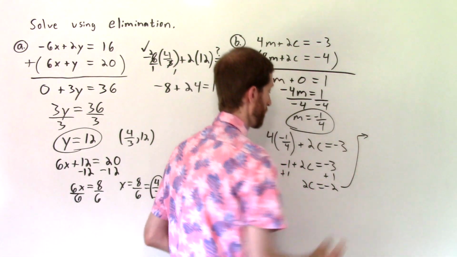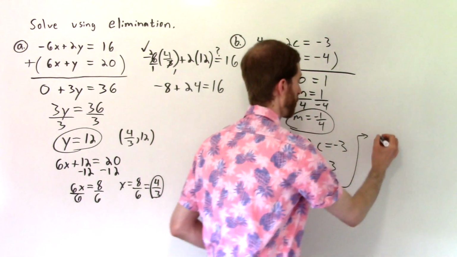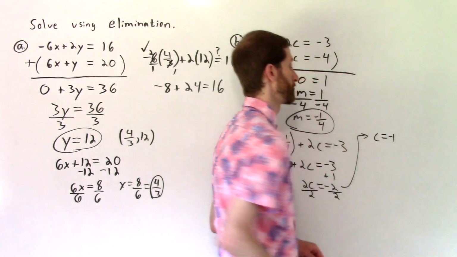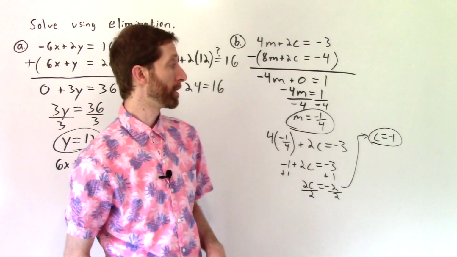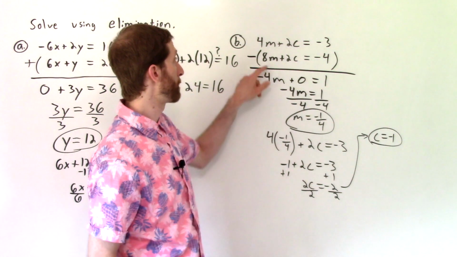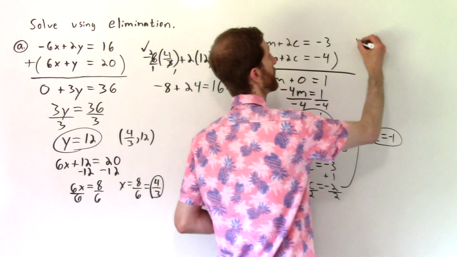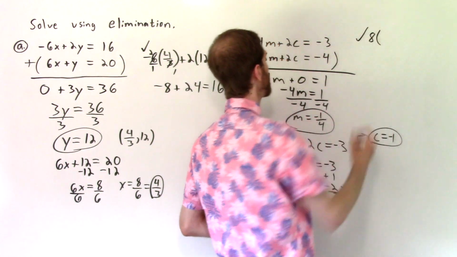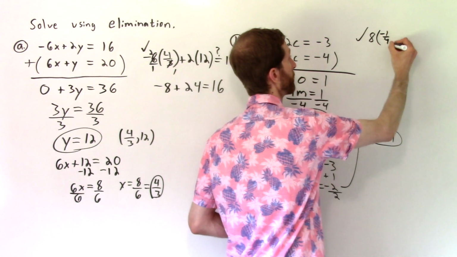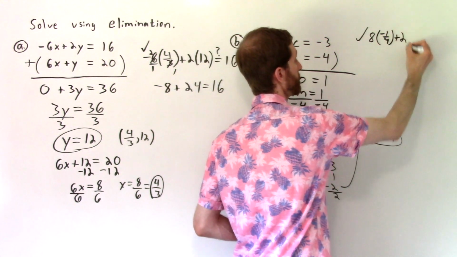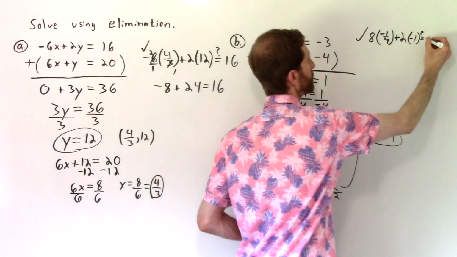I'll put this work over here. 2 goes into negative 2 because we're doing some division there. Negative 1 time. So those are our answers. M equals negative 1/4, C equals negative 1. Now we could check our answer by plugging into the equation we've yet to plug numbers into, which would be the second one. So if you're up for it, and I know you are, I take 8 and I multiply by negative 1/4, that's M. I add on to that 2 times C, which is negative 1. And the question is, is it equal to negative 4?